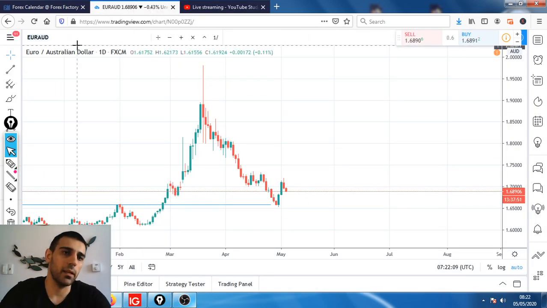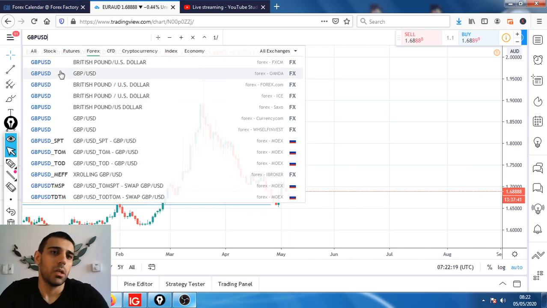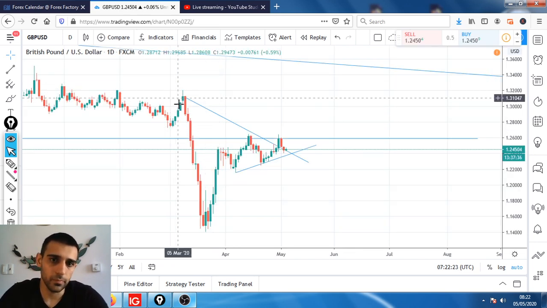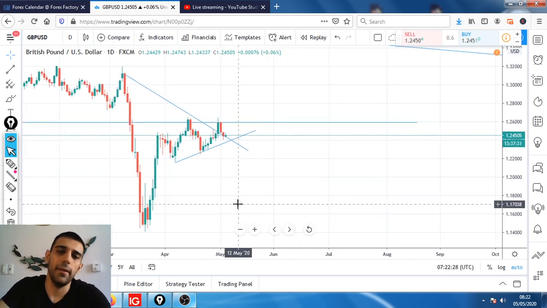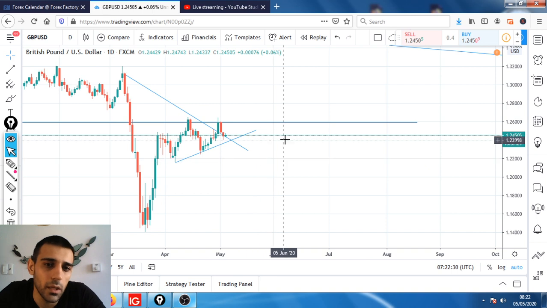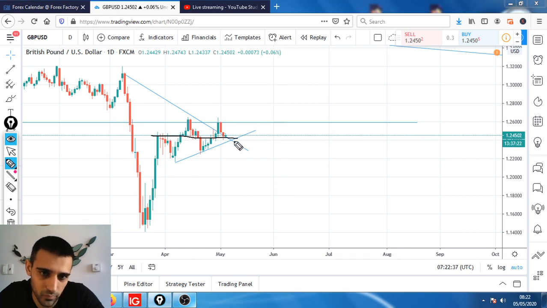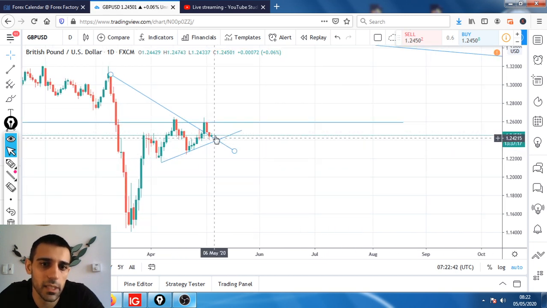So I'm going to pick another currency. So far we did USDCAD, and Euro against the Australian dollar. Let's go to the British pound, GBPUSD. Yeah, not so well. The price came down to this support level, down to this level here, and pretty much stalled there. We don't see much movement on the daily time frame.